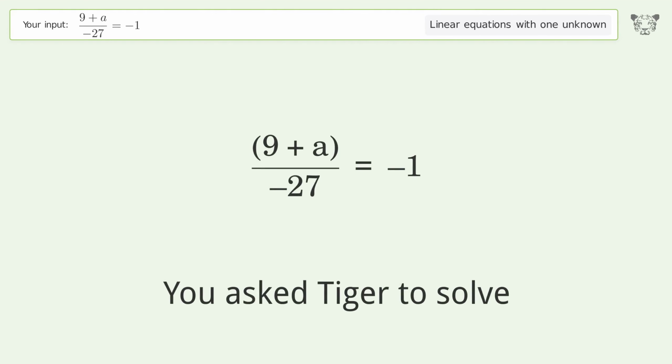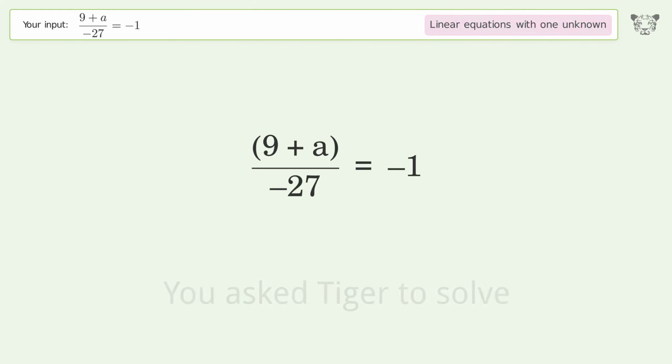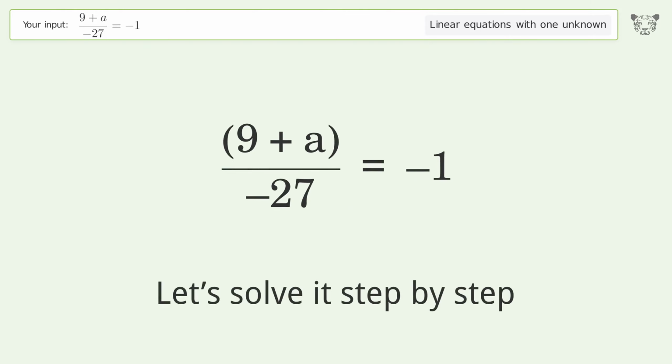You ask Tiger to solve. This deals with linear equations with one unknown. The final result is a equals 18. Let's solve it step by step.